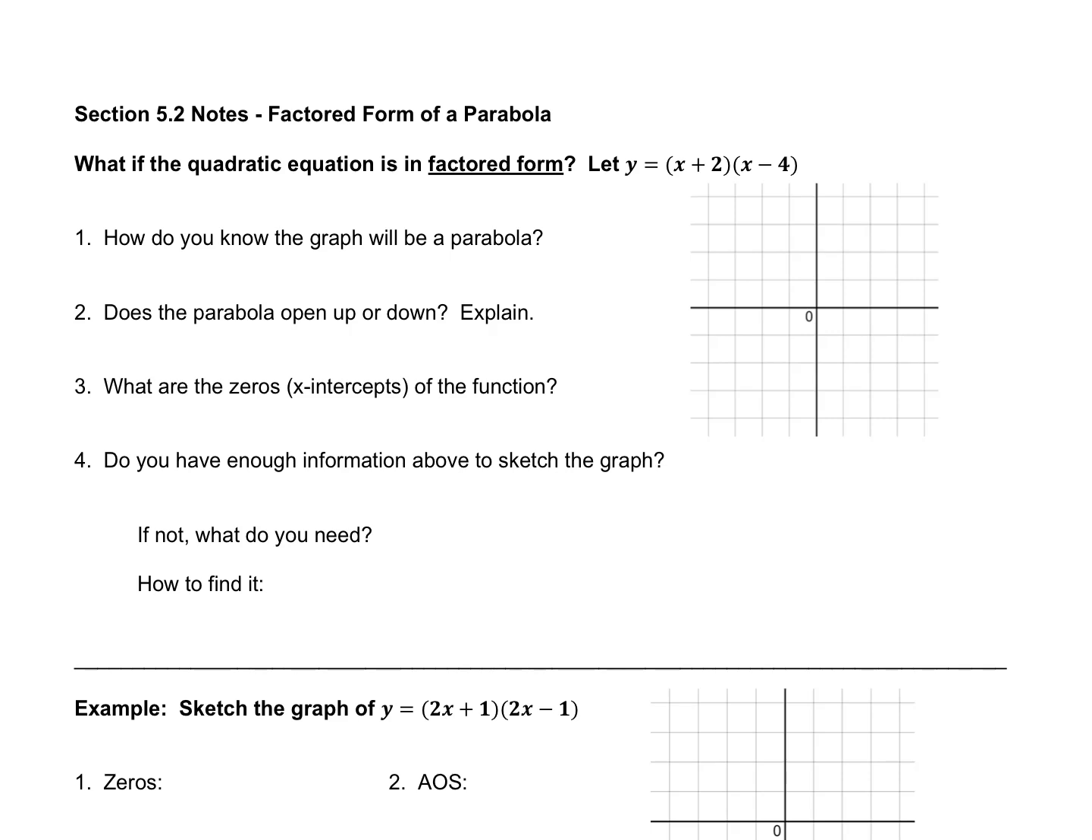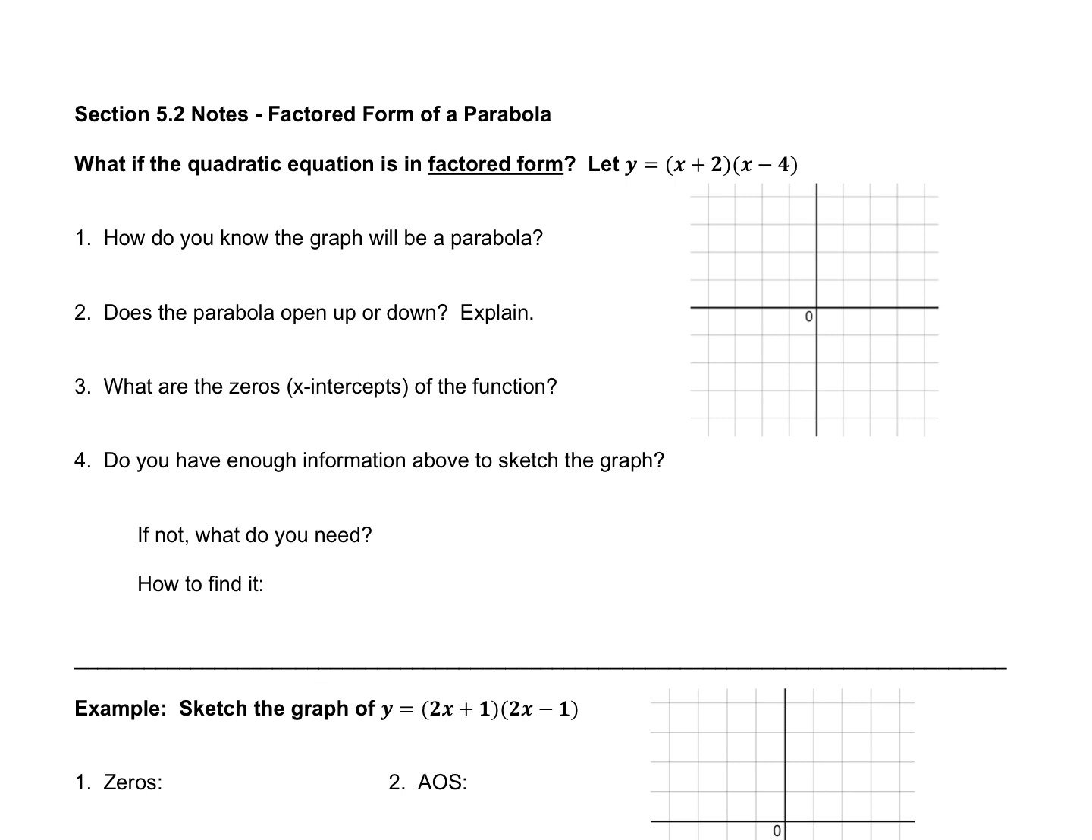5.2 is just the factored form of the parabola. So far we've done vertex form and standard form. And then we used completing the square to go from standard form to vertex form. So this is just another form that you can have in your back pocket. That's really all it is.